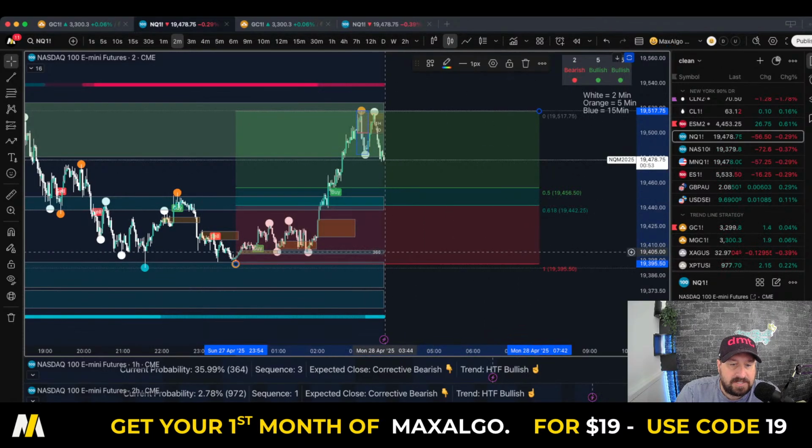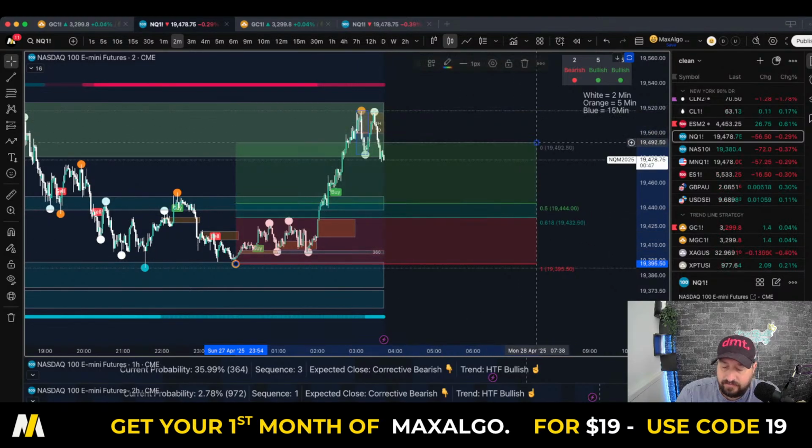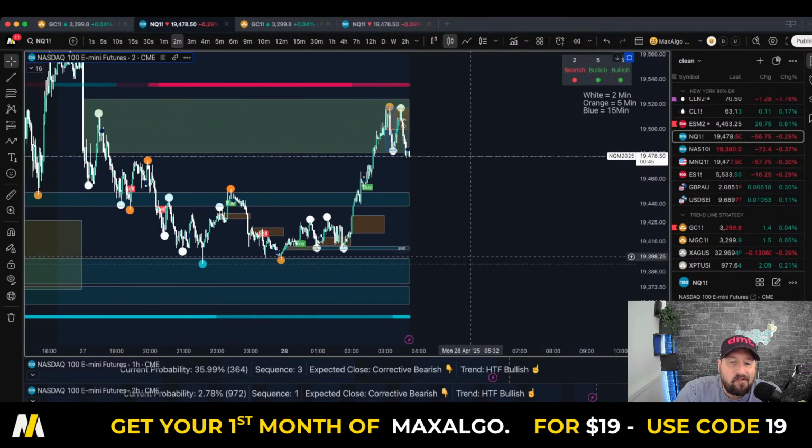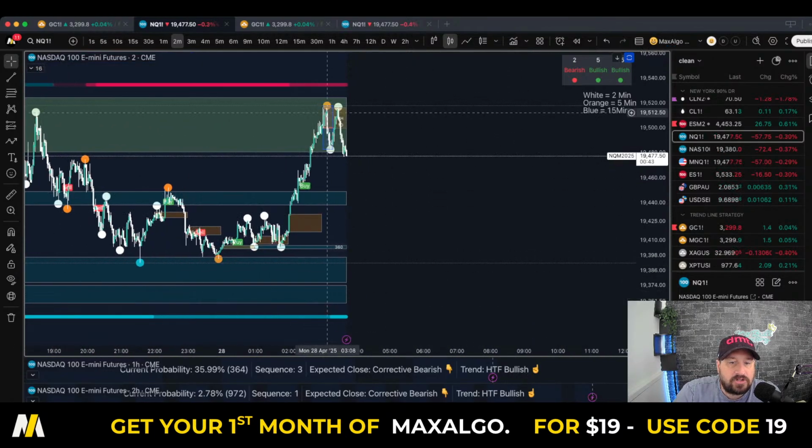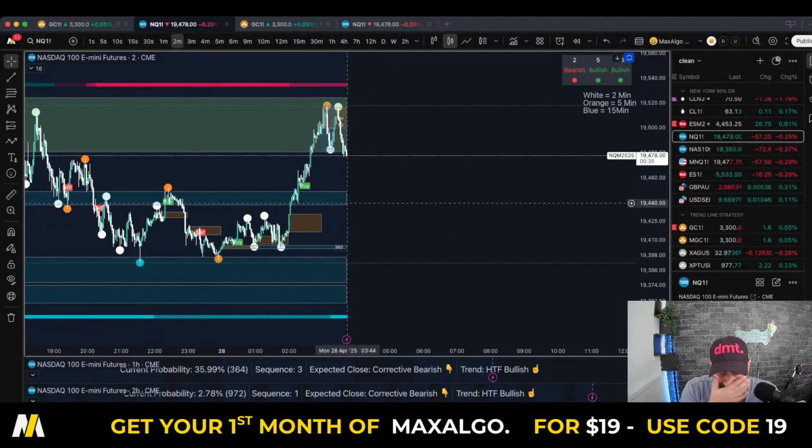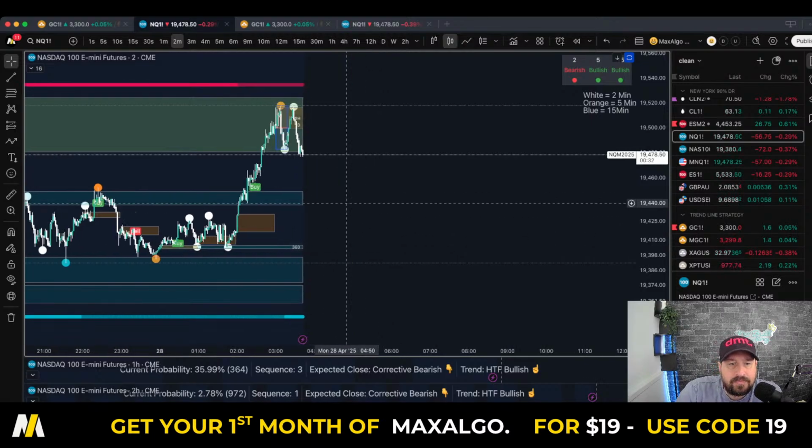So areas potentially we could look for buys from. We're bullish on the 5-minute. Could wait for the 2-minute to create structure like this. Look for a clean rejection. Wait for a new hour.